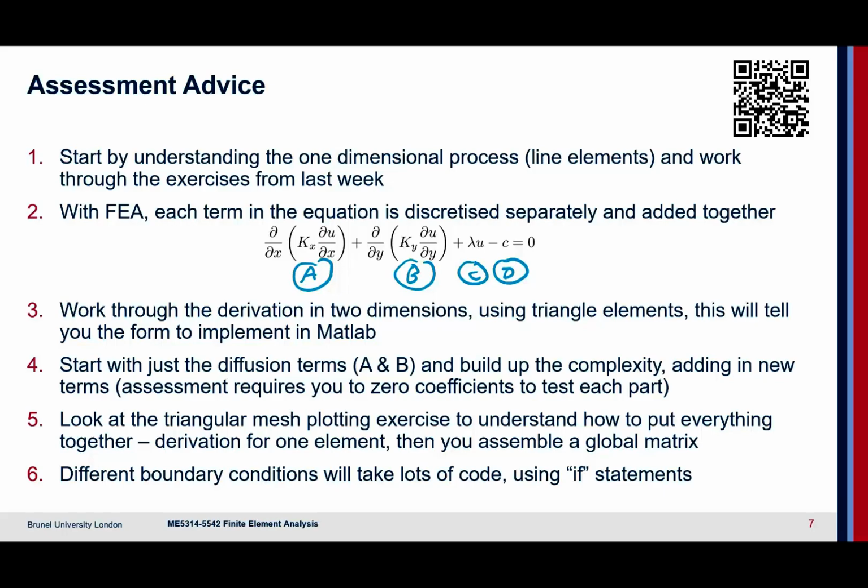Then, this derivation of the equation is for a single element, and the idea at the end is we assemble them into a global matrix. In order to understand that process in 2 dimensions, I've given you a triangular mesh plotting exercise, which I think was part 4 of last week's exercise. So use that in your code in order to do the assembling of the global matrix. And then the boundary conditions will be really what give you lots of different conditions.